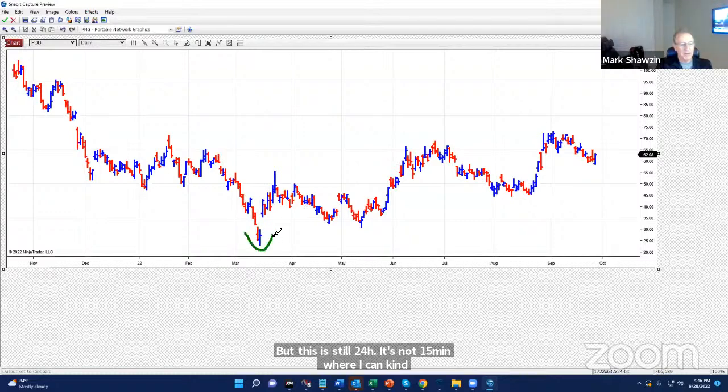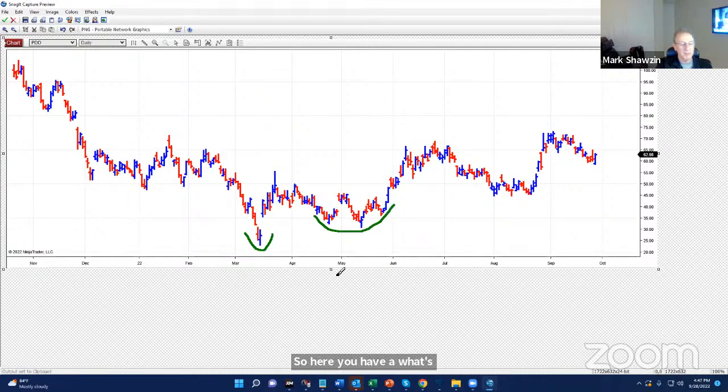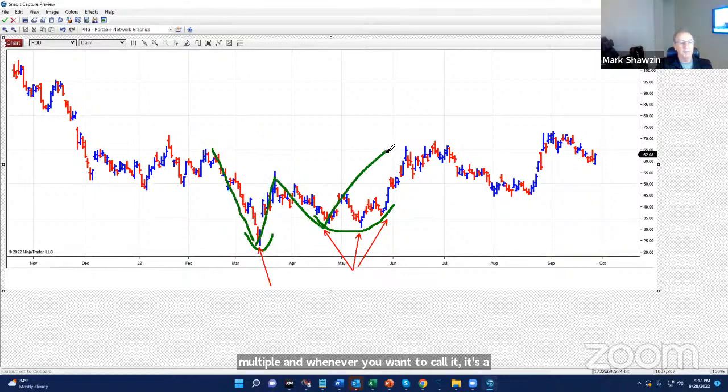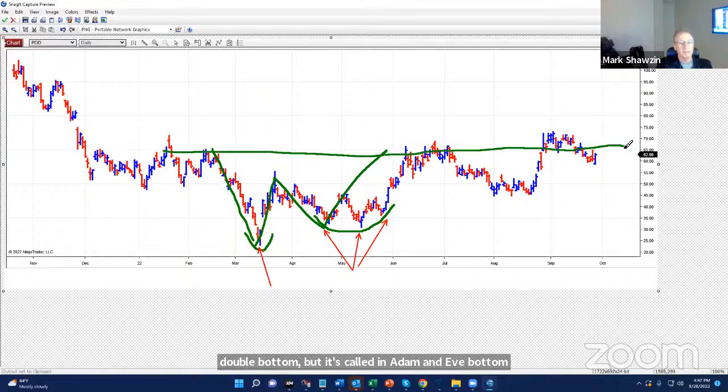So here you have what's called an Adam and Eve double bottom. Sounds fancy, but all it really means is that you have one bottom that is a spike low and a second bottom that is multiple. Whatever you want to call it, it's a double bottom, but it's called an Adam and Eve bottom. And with the word bottom in it, I can expect that things will go higher.